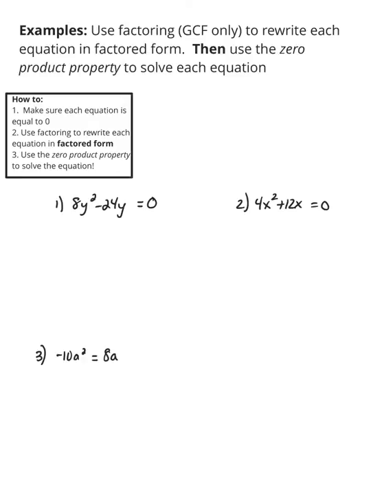So our final examples today are when we put everything together. What we're supposed to do is solve equations like this. What we need to do to solve equations right now with polynomials is use factoring to make sure that it's written in factored form, and then we're supposed to use the zero product property.